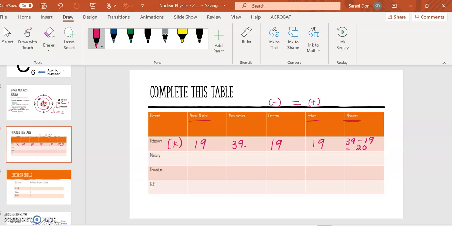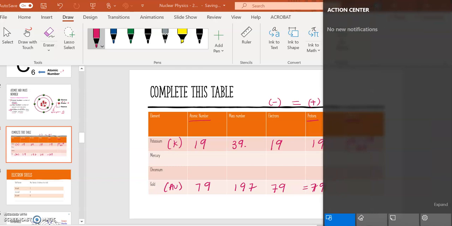Let's have a look at gold. Gold has the symbol Au. The atomic number of gold is 79. The mass number is 197. We know that the atomic number is the same as the number of protons, so I'm going to write 79 here again. And the number of electrons and protons will be exactly the same, so 79.